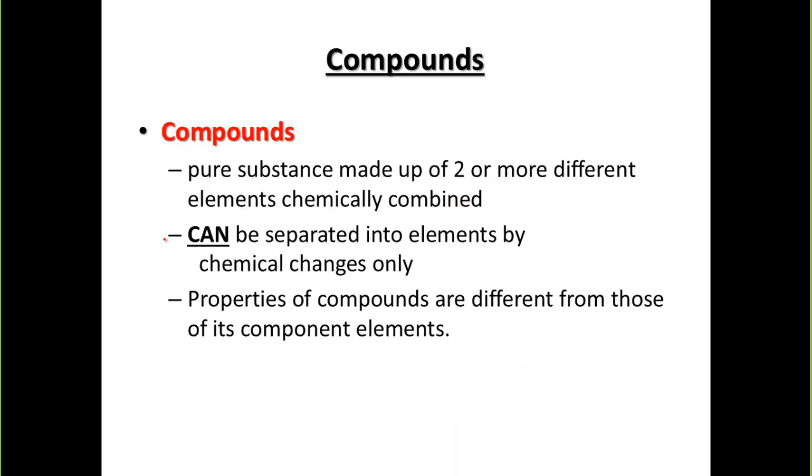Now compounds are when two or more elements chemically combine together. So if we take hydrogen and oxygen to make H2O, we would actually get a new compound being formed. They can be separated back to their elements only by a chemical change, not physical changes. So the properties of compounds are different than the elements that make them up. Remember this one.